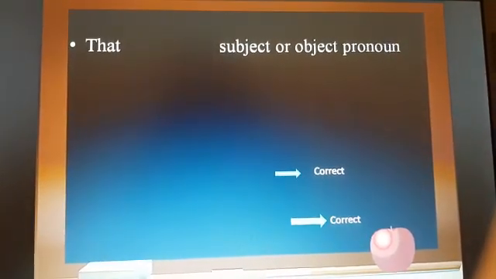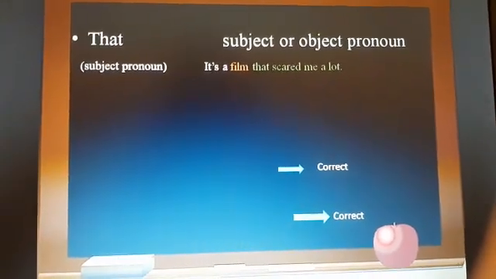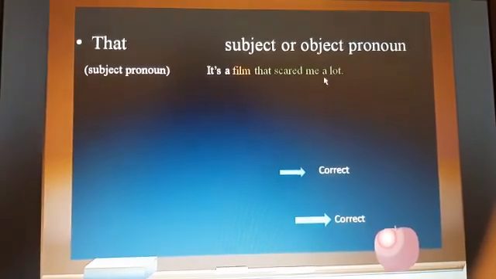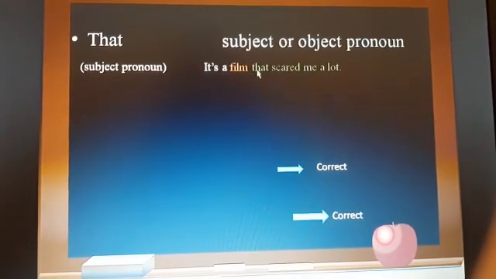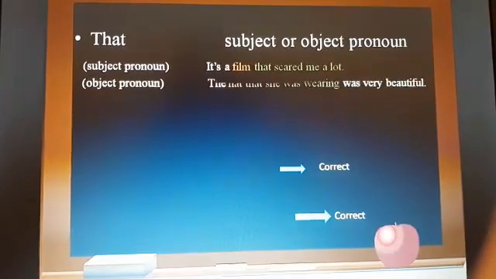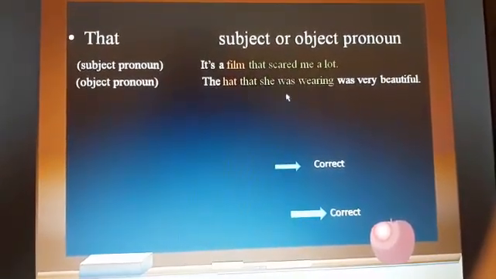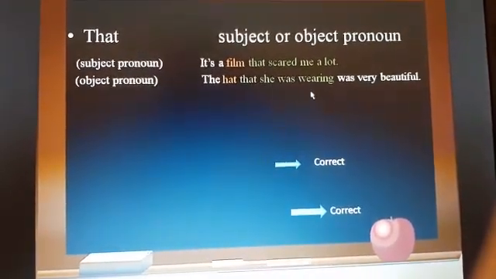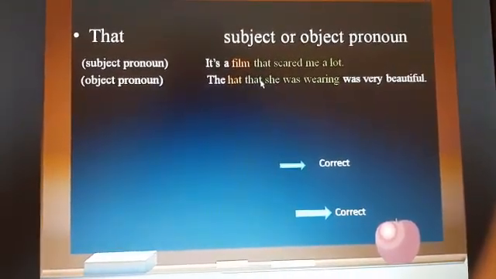That can also be used as subject and object pronoun. It's a film that scared me a lot. That scared me a lot is the defining relative clause. That is the subject pronoun. It represents the film. So the film scared me a lot. That as the object pronoun, the hat that she was wearing was very beautiful. That she was wearing is the defining relative clause, and that is the object pronoun.